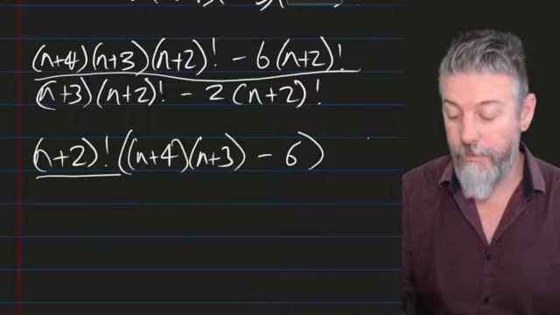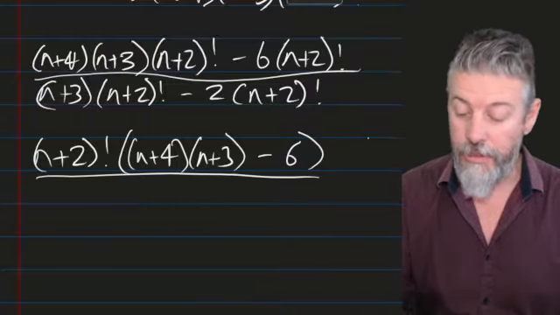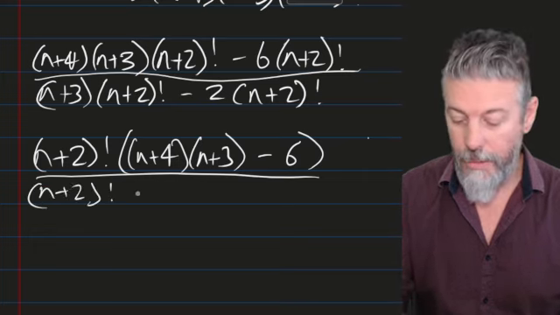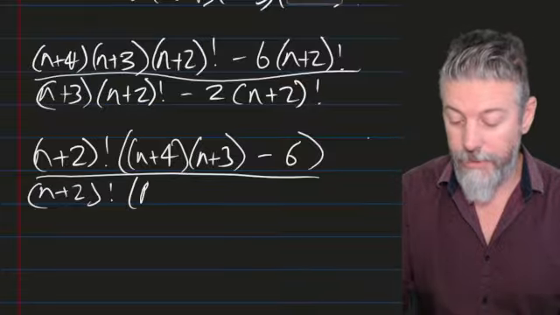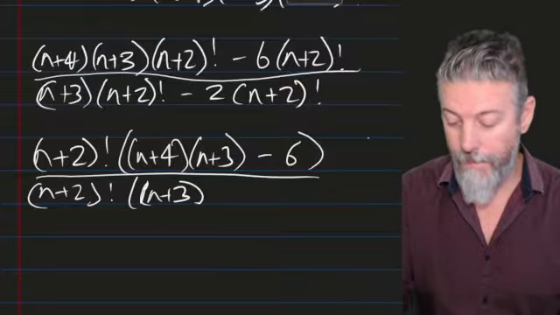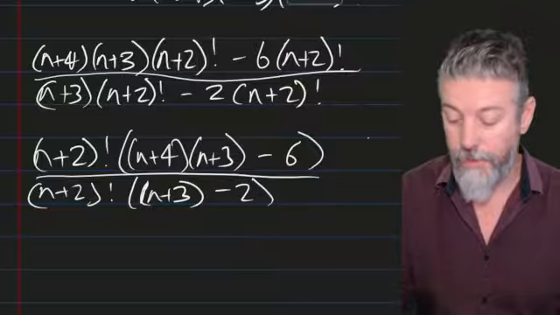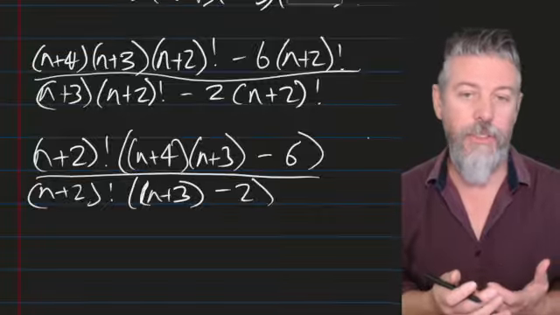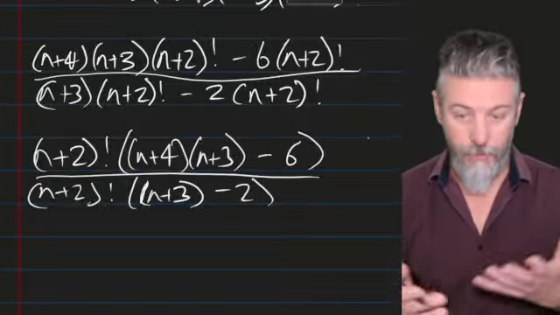And then down the bottom, same process. We're going to take n plus 2 factorial out. And that's going to leave us with n plus 3 and minus 2 in the bottom there. And just like any algebraic term, we can cancel n plus 2 factorial out from the top and bottom here, so we do so.